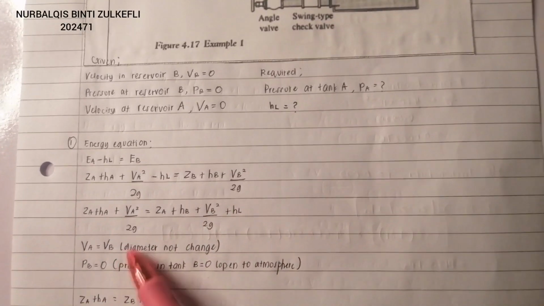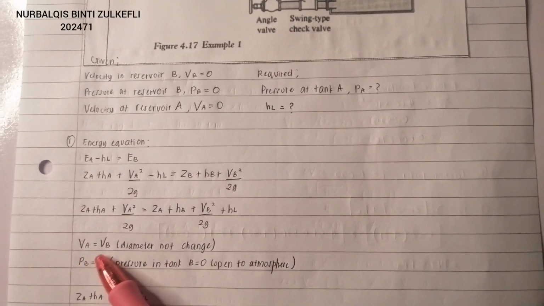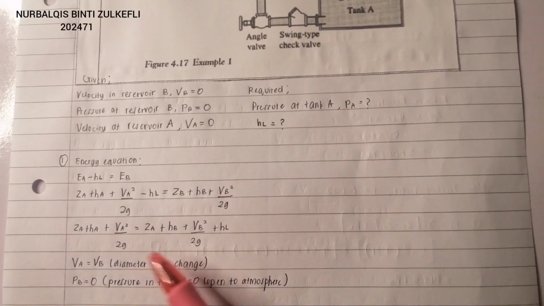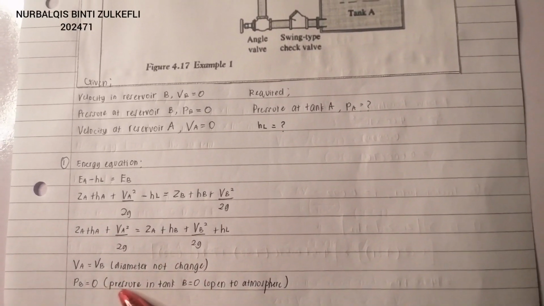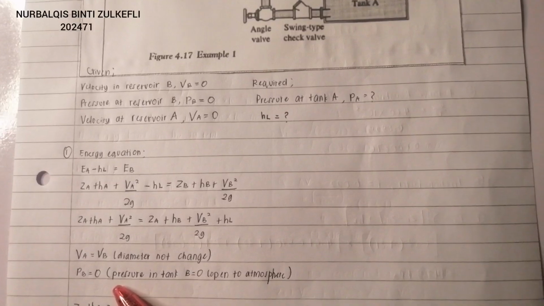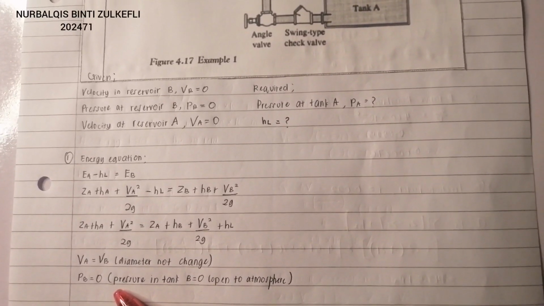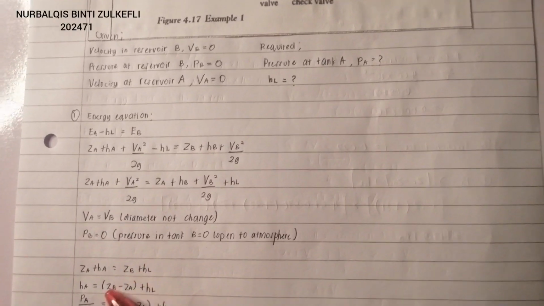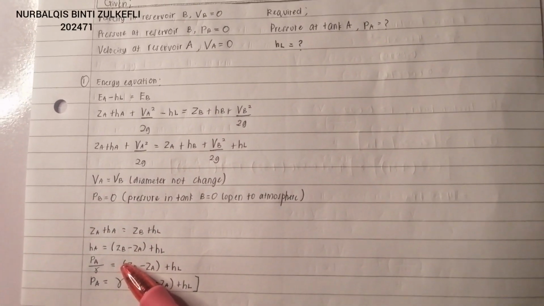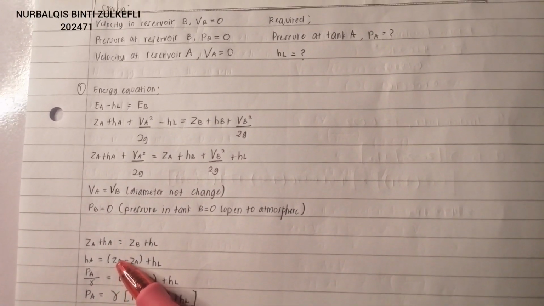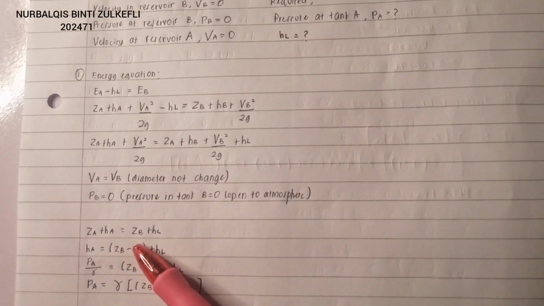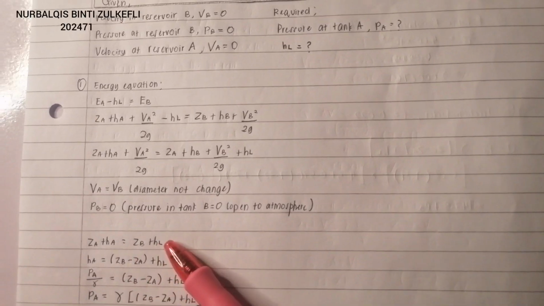Then VA equals VB because the diameter does not change. PB equals 0 because it is open to atmosphere. After that, we conclude the equation as ZA plus HA equal to ZB plus HL.